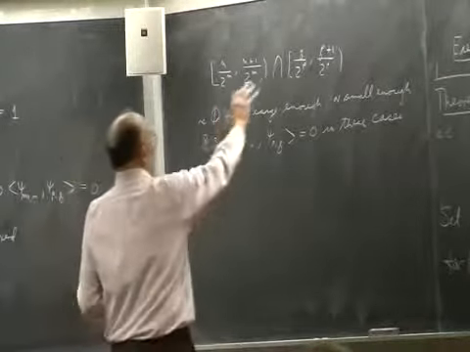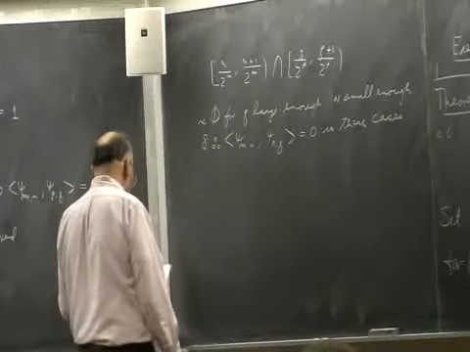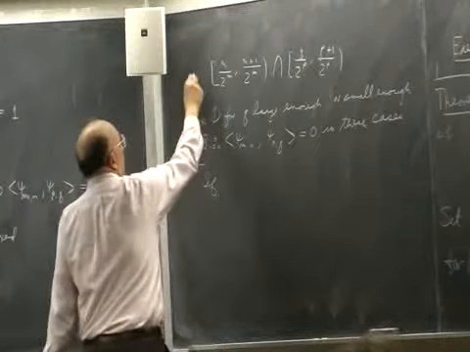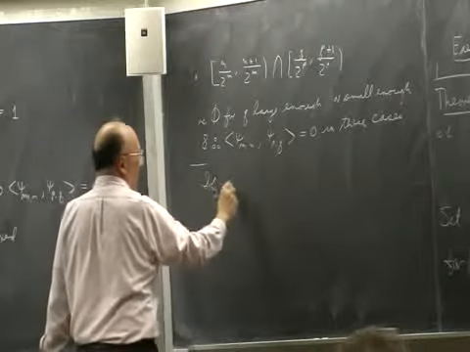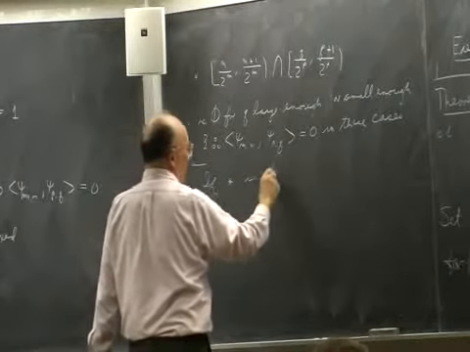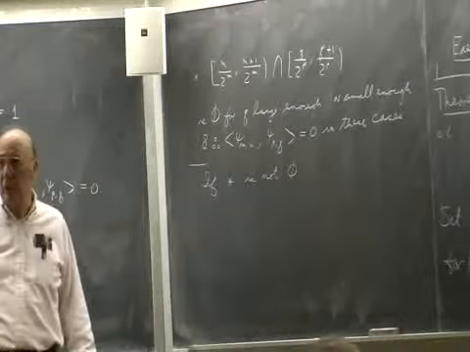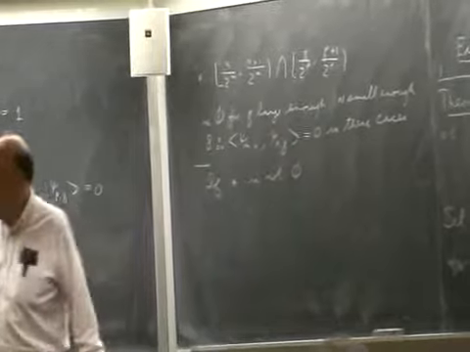Okay, so if the intersection here is not empty, so if star is not empty, then we're going to use our inclusion result. It's called Proposition 1.